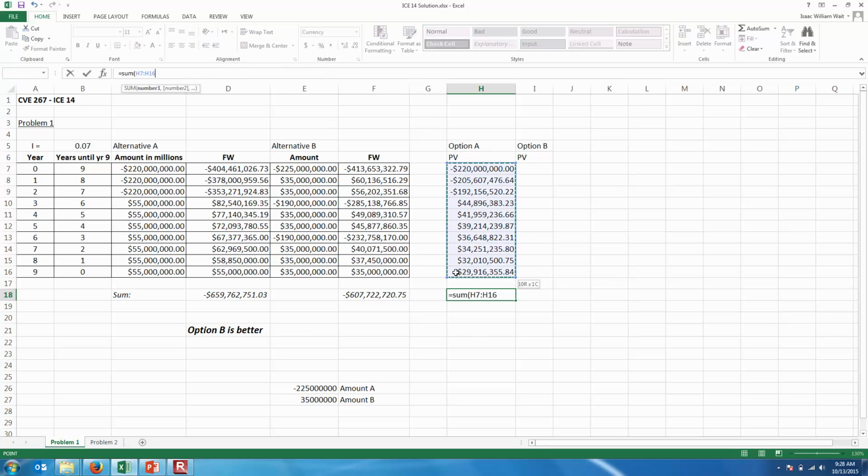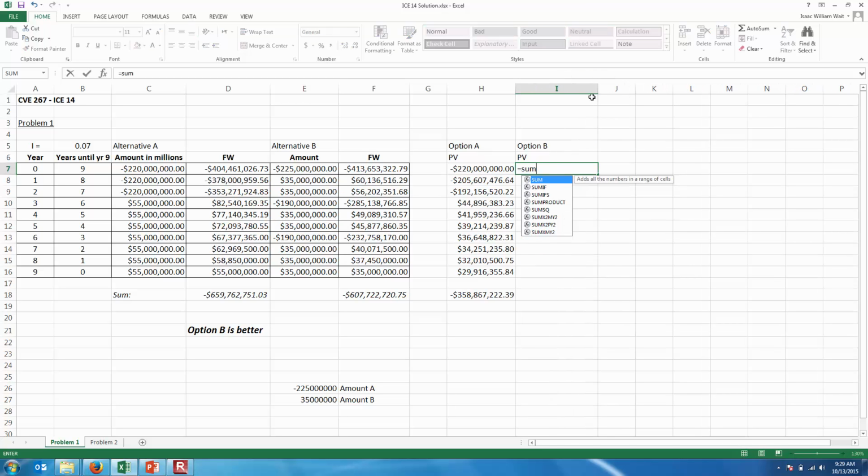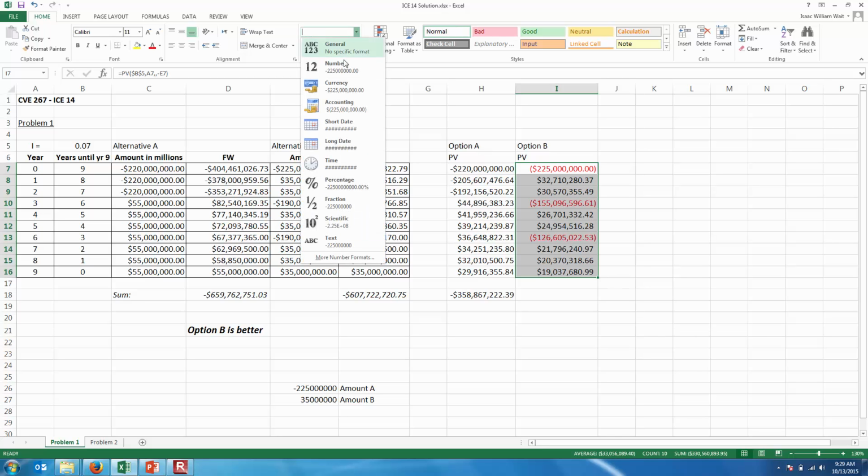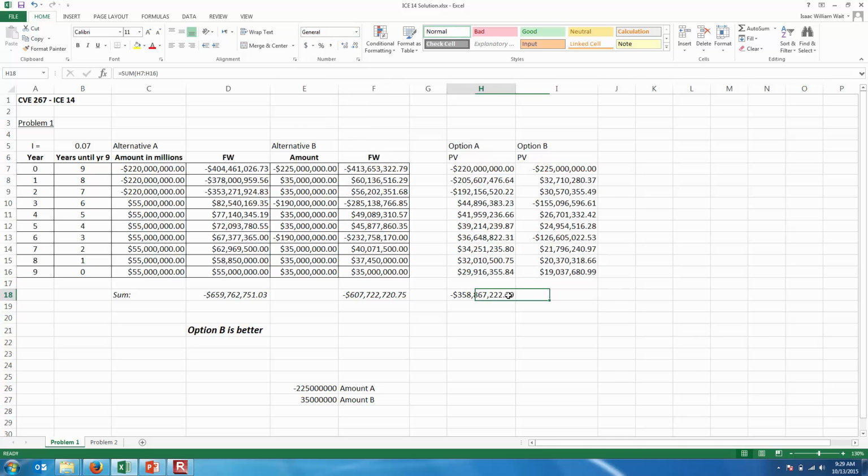So we find the sum of the present values, and then we do it for option B as well, just to make sure that we get the same answer both ways. Here's our rate, and N, and negative of the amount for option B. And I don't like it when it's red like that, so I'm going to change it to currency. And then drag the sum. So option B is better.